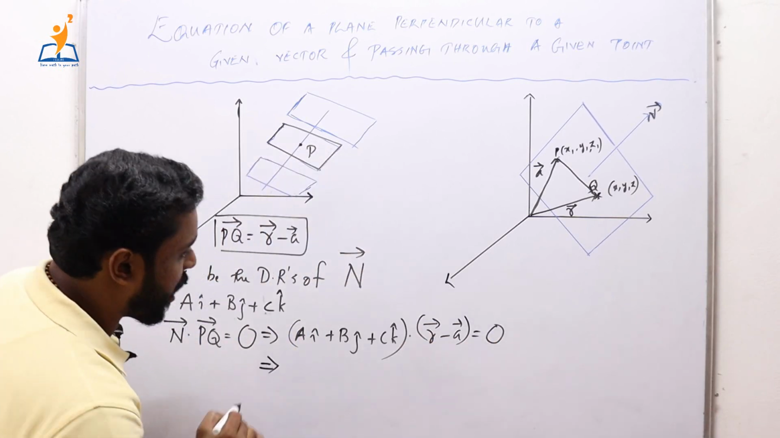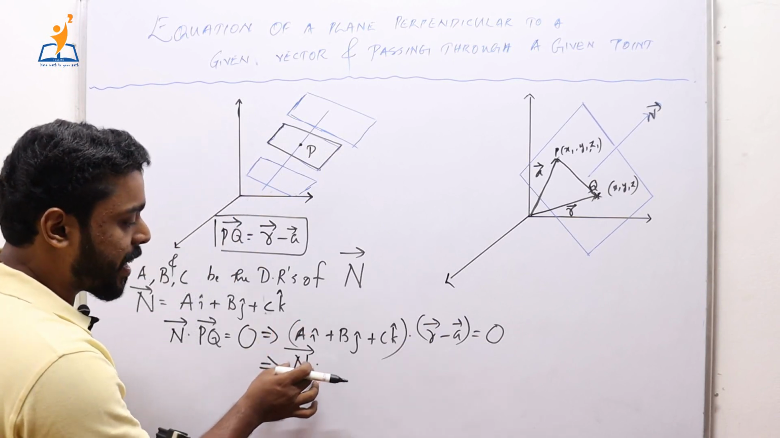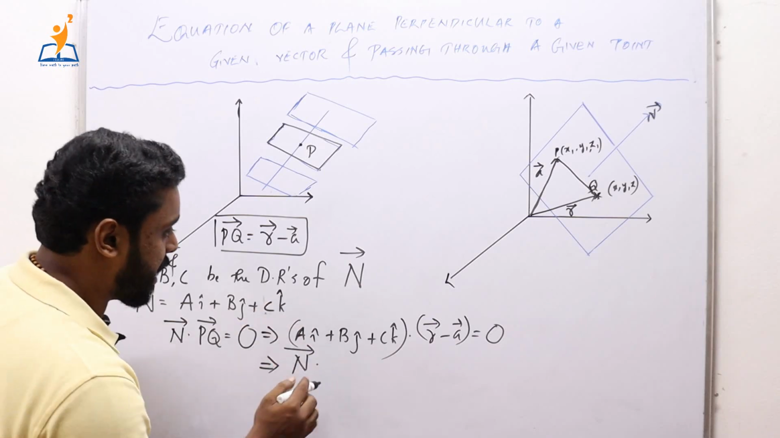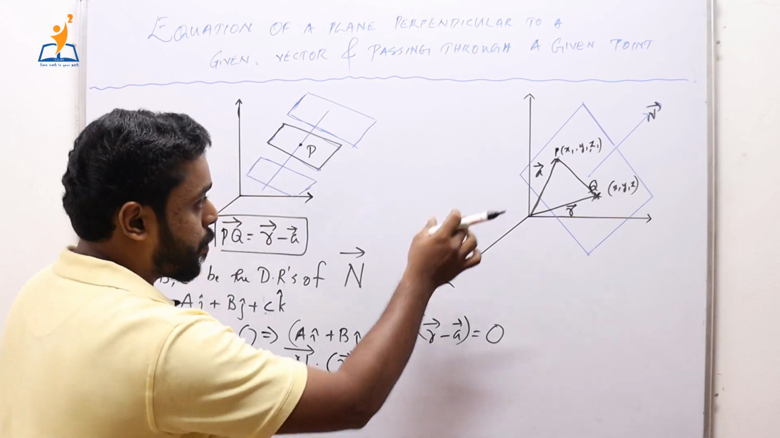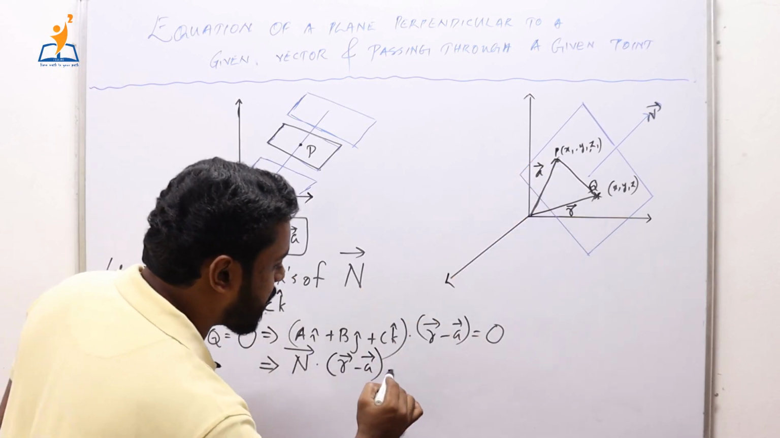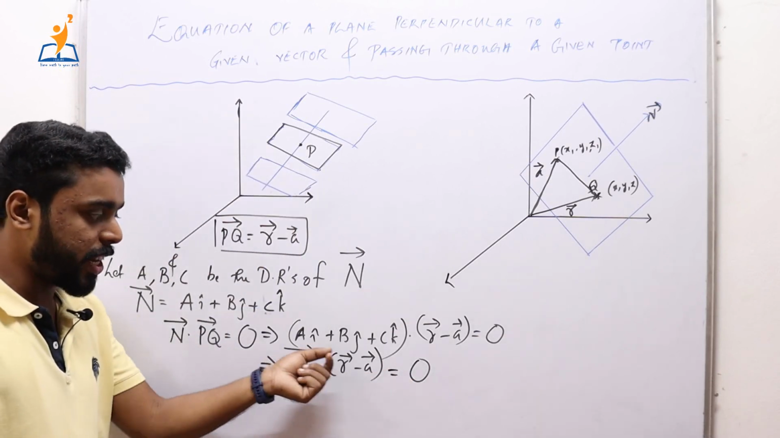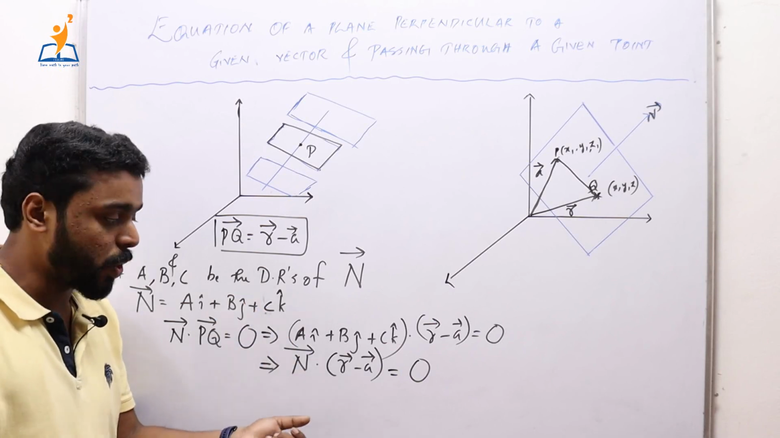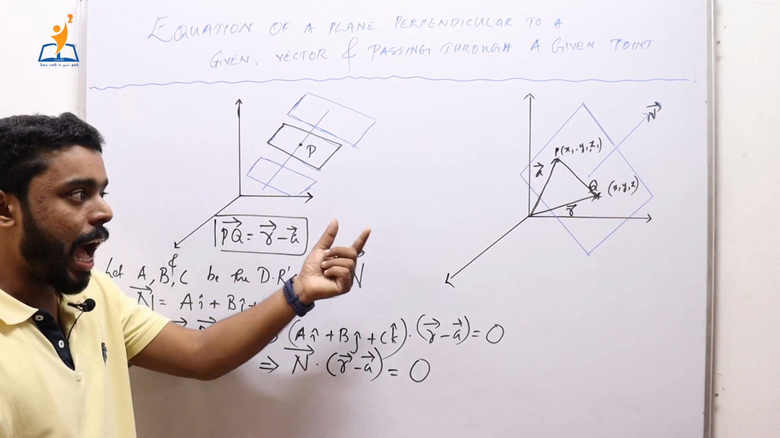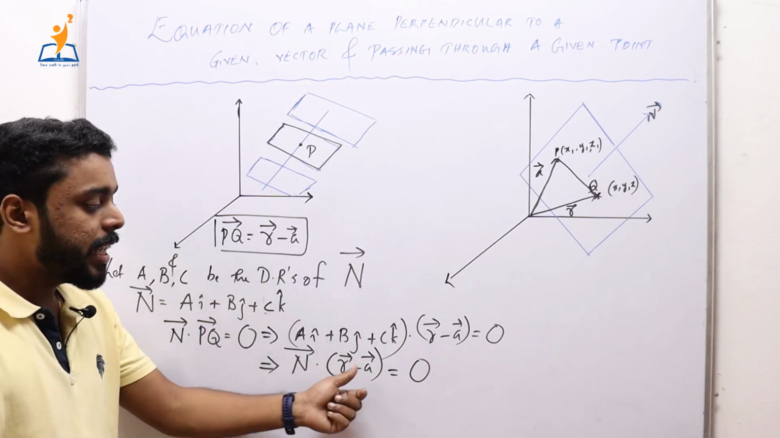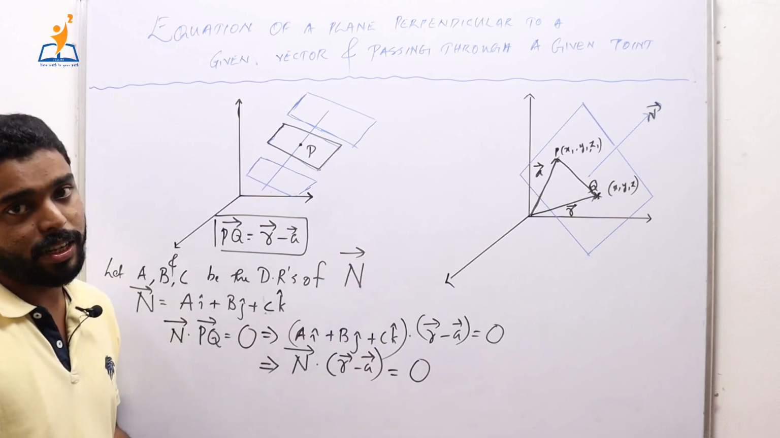Or we can say that the vector equation of the plane which is perpendicular to the vector n and passes through a point P whose position vector is a, is nothing but n dot (r minus a) is equal to 0. Very important equation. Also observe that n is the vector which is perpendicular to the plane, r is the position vector of the arbitrary point Q equal to x, y, z, and a is the position vector of the fixed point P equal to x1, y1, z1.